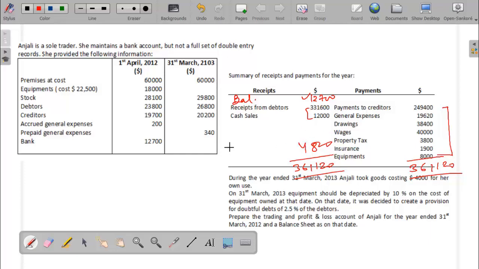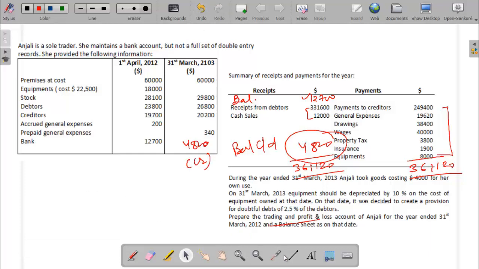So it means on the last day we do not have bank balance. Instead of bank balance we have bank overdraft. Balance credit. This is the bank account in the cash book, the bank column in the cash book, and it is showing credit balance. It means on the last day we have balance 4,820 and it is credit balance. It means it is bank overdraft.